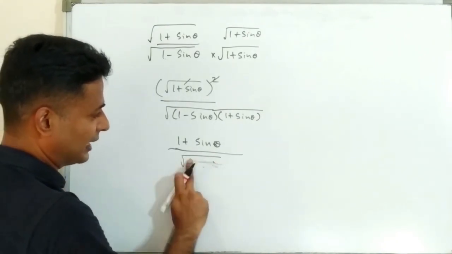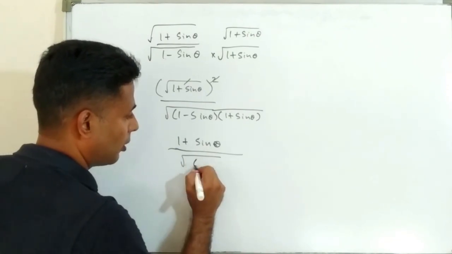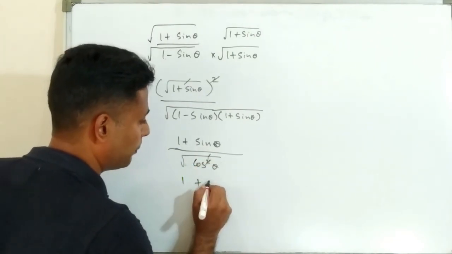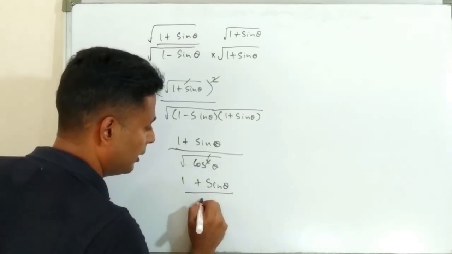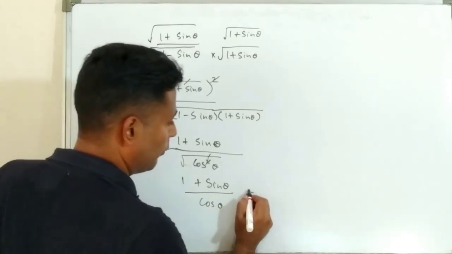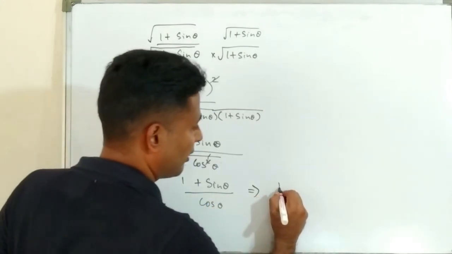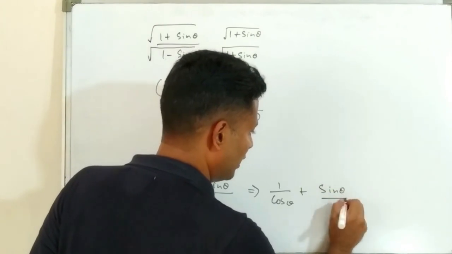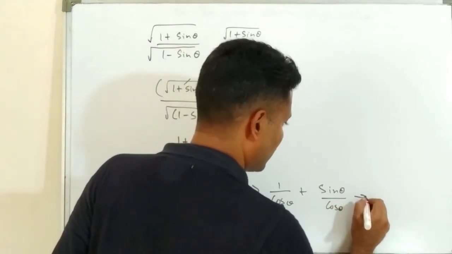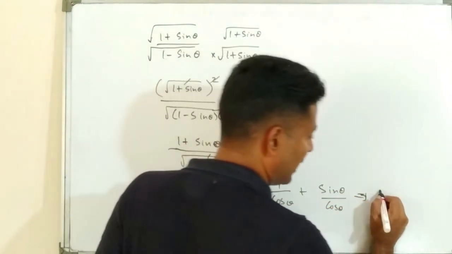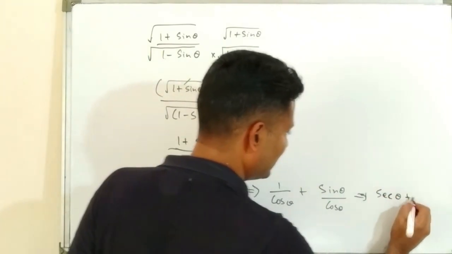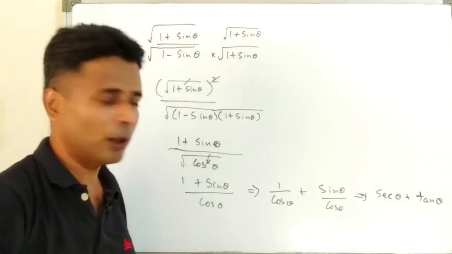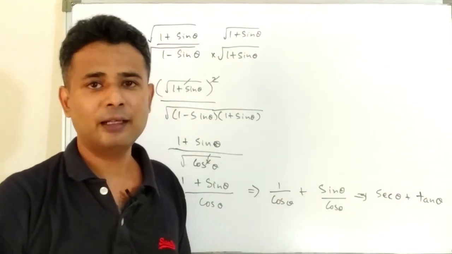So now 1 minus sin square theta will become cos square theta. Again root and square will cancel. We'll get 1 plus sin theta by cos theta. Now we'll split the denominator, so it will become 1 by cos theta plus sin theta by cos theta. 1 by cos theta can be written as sec theta, plus sin theta by cos theta is tan theta. Hence the correct option was sec theta plus tan theta.